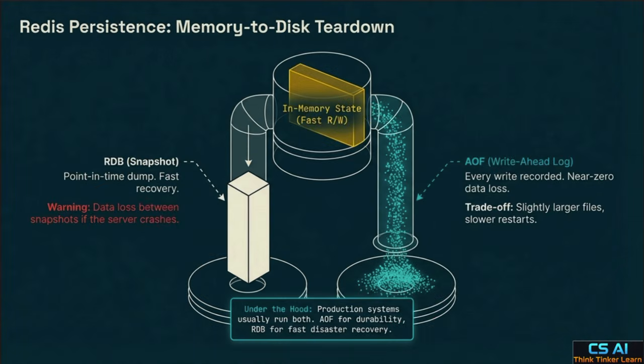How do we handle persistence in Redis then? We have two main weapons, RDB, which is the point in time snapshot for fast recovery, and AOF, a write ahead log that records every operation for near zero data loss. If you rely only on RDB and the server crashes between snapshots, you lose that interim data. In production, we usually run both, AOF for durability and RDB to speed up disaster recovery. It's a trade-off between strict durability and restore performance.